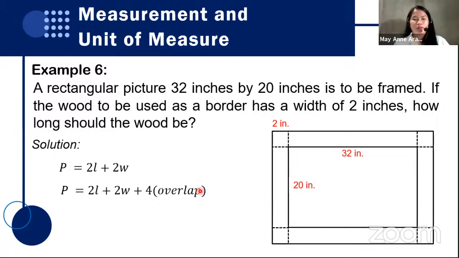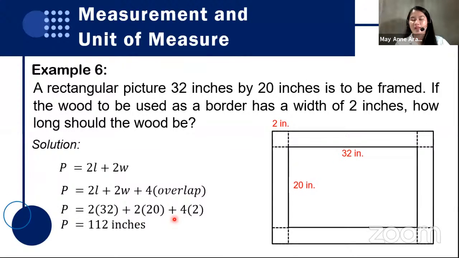Okay, just substitute. You have 2 times 32 plus 2 times 20 plus 4 times 2 inches. Kasi may dagdag dito na 2, and then 2. Apat na 2. So that is 8. Just simplify, multiply, then add. You'll get 112 inches as the answer. Therefore, the length of the wood should be 112 inches.